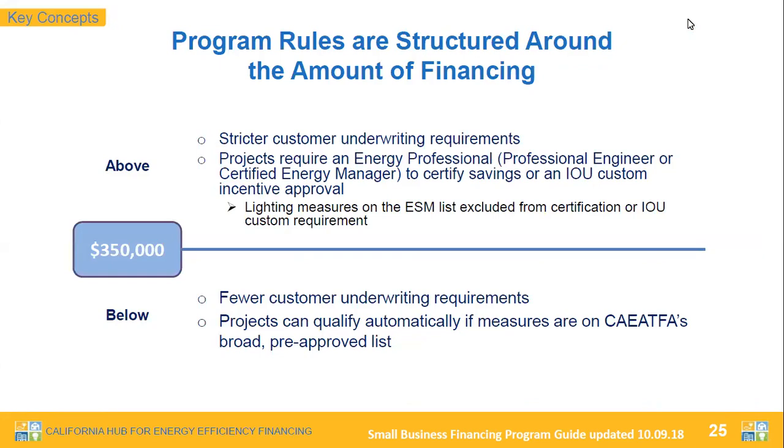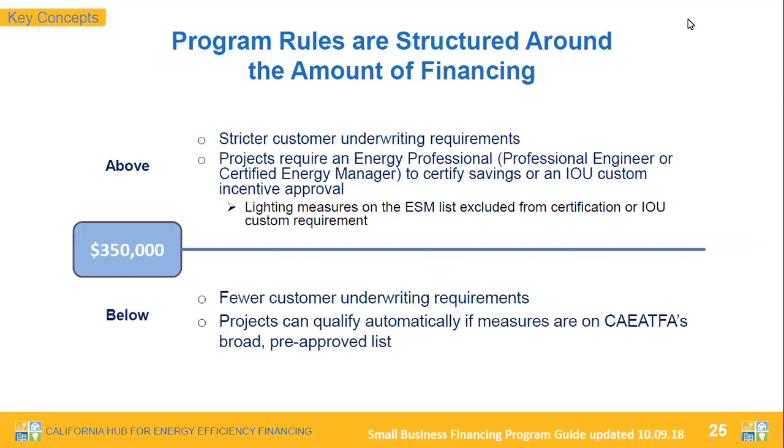The way that our rules are structured is around the amount of financing. So 350,000 and below has fewer customer underwriting requirements, and projects can qualify automatically if measures are on the CAEATFA's broad pre-approved list, as I mentioned in the previous slide. And for projects above 350,000, there are stricter customer underwriting requirements, and these projects will require either an energy professional, which is those classifications I just mentioned, the professional engineer or the certified energy manager. They will certify the savings on these projects, or it can also qualify via a utility custom incentive approval.